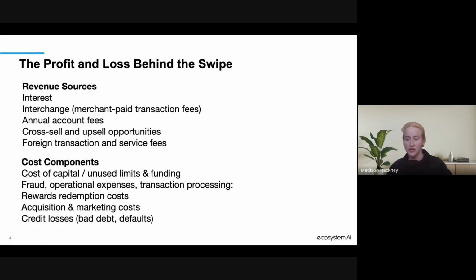Then, as I mentioned, there's the transaction processing. So anytime you tap at a merchant, there's procedures in place for allocating money, the processes, and the costs attached to that.